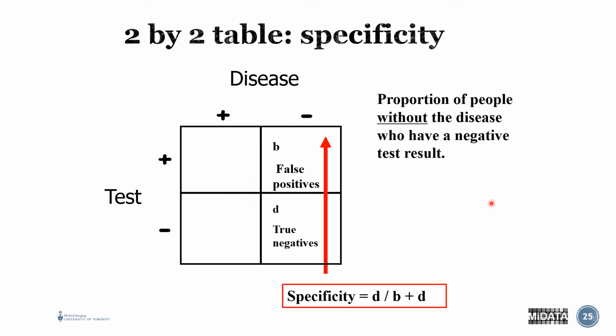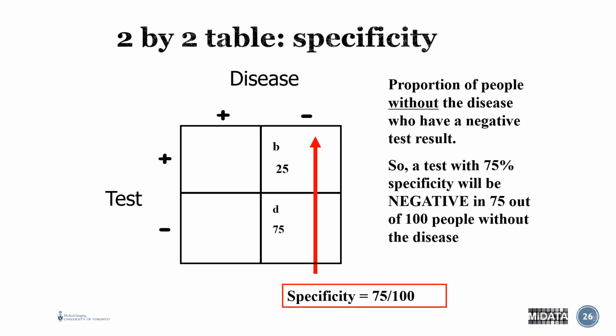How about specificity? So specificity is the proportion of people without the disease who have a negative test result, and so it will be true negatives divided by the sum of true negatives and false positives. Okay, quick example for specificity. If we have 75 true negatives, 25 false positives, then specificity will be 75 over 100, which is the sum of 75 plus 25. So a test with 75% specificity will be negative in 75 out of 100 people without the disease.